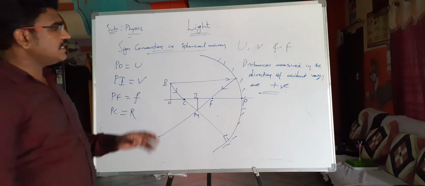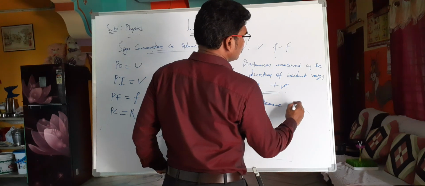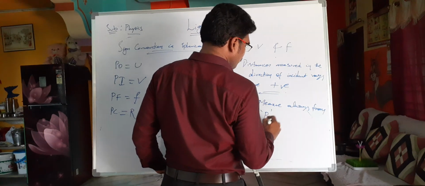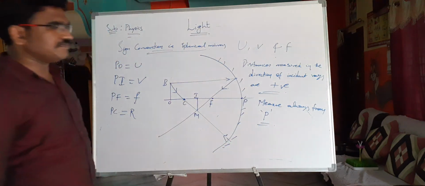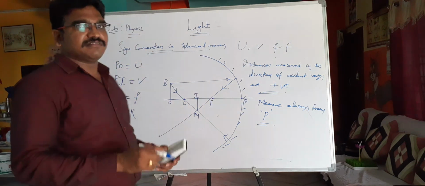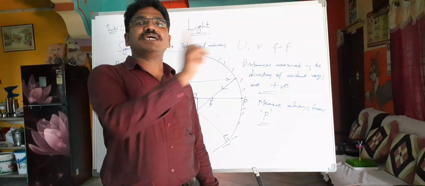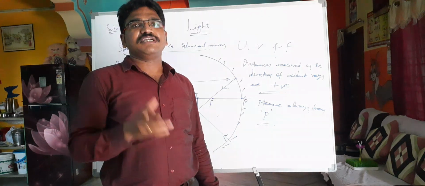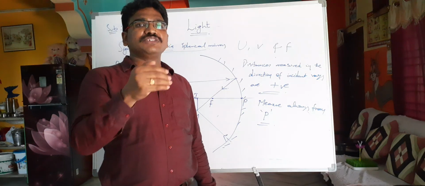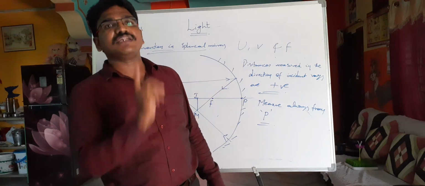Point number 1. And point number 2: measure always from P, the pole. That is very important. PC and CP, the difference is there. For example, we say moving from Chennai to Hyderabad and Hyderabad to Chennai. The difference is there. Maybe the magnitude of the distance from Hyderabad to Chennai is the same, but when I say Chennai to Hyderabad, it means I am moving from Chennai to Hyderabad.